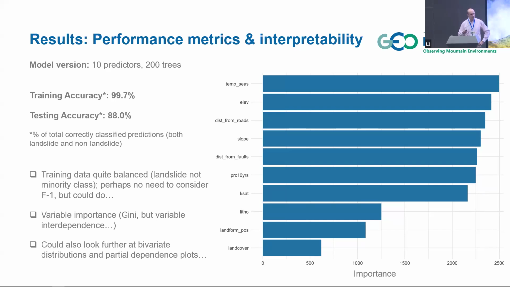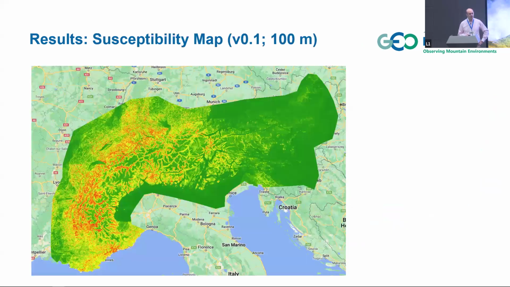And there's several other things which we could also look at, for example, looking at the bivariate relationships and partial dependence plots and so forth. But I'll immediately show what this very first version of the map looks like. This was literally put together in maybe 2 or 3 days of work, so it's a very efficient process as well. And we can start to see some of these patterns.